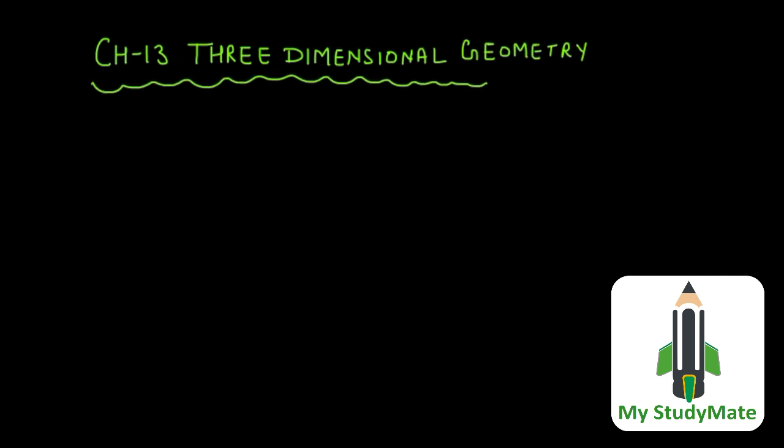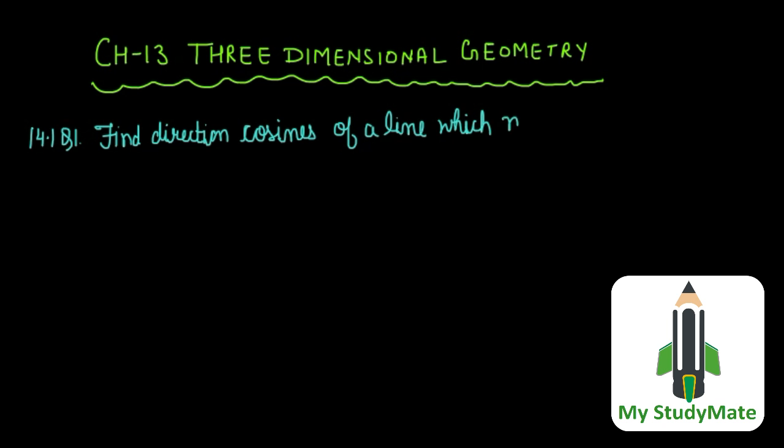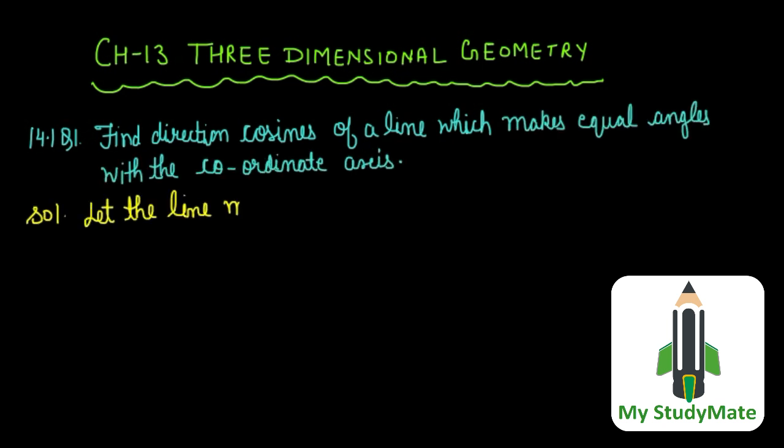In this video we are going to solve question number 1 from exercise 14.1, chapter 14, three-dimensional geometry. Find the direction cosines of a line which makes equal angles with the coordinate axes. Let the line make equal angle theta with the coordinate axes.